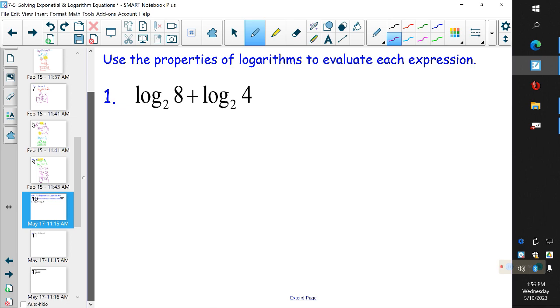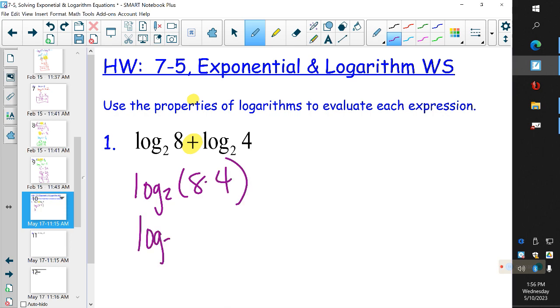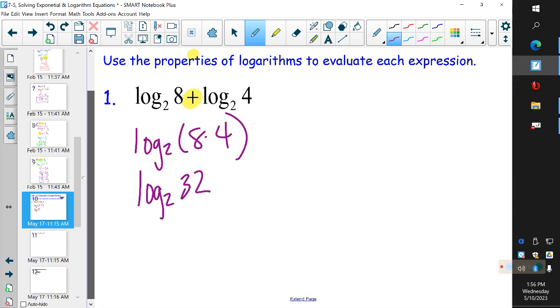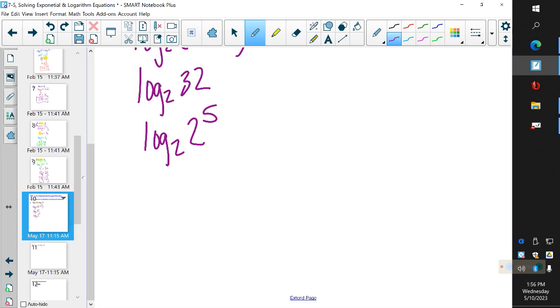Well, the way we go about that is in log world, what is addition? In log world, addition is going to be multiplication. So this is log base 2 of 8 times 4. 8 times 4 is 32. And how do I rewrite 32? 32 is going to be 2 to the 5th. So that means these cancel out, and it is just a 5.